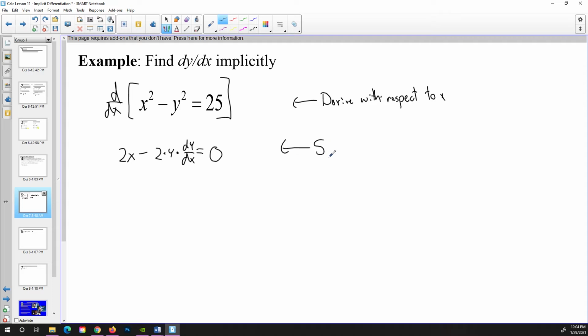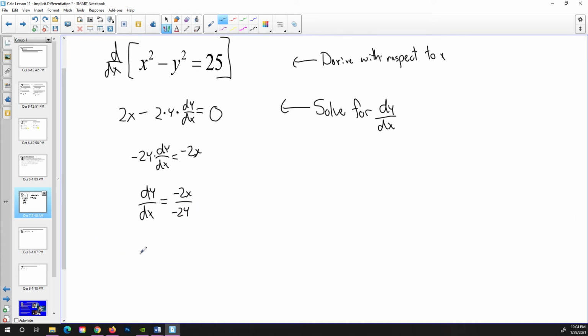Now we will solve for dy over dx. Okay, so I'm going to subtract 2x from both sides. That'll give me negative 2y times dy over dx equals negative 2x. And then we will go dy over dx is equal to negative 2x over negative 2y. The negative 2's cancel, and I'll have dy over dx equaling x over y, and that is our derivative.